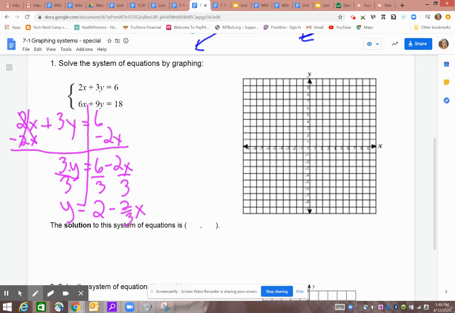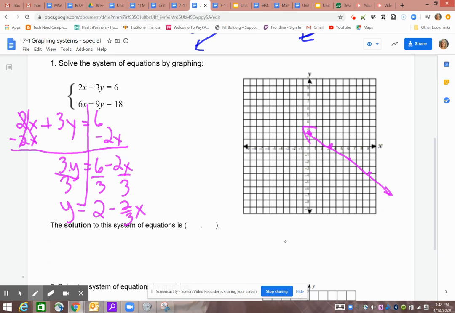So I see that my y-intercept is at 2, and my slope is going down 2, right 3, 2/3. So if I graph that, I'm going to start at 2. There's my y-intercept. And my slope is going to be down 2, right 3. Down 2, left 3, down 2, left 3. So here is a picture of that line.